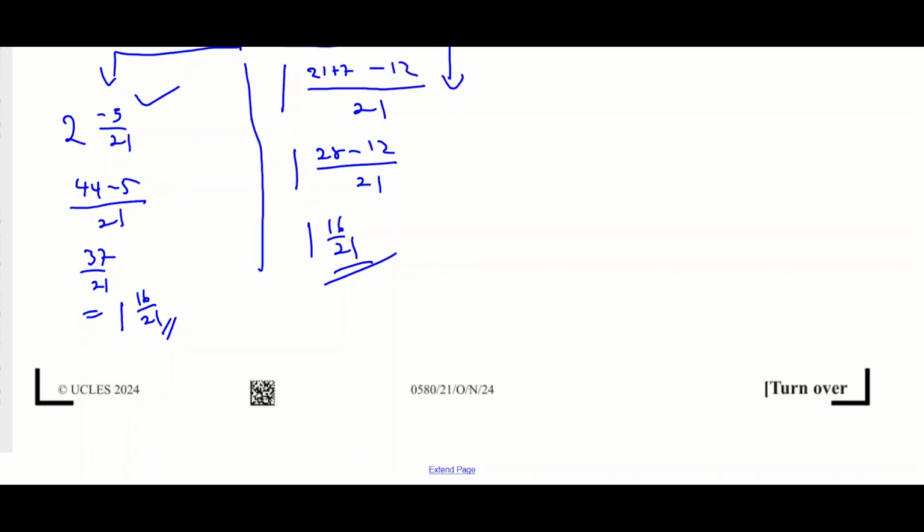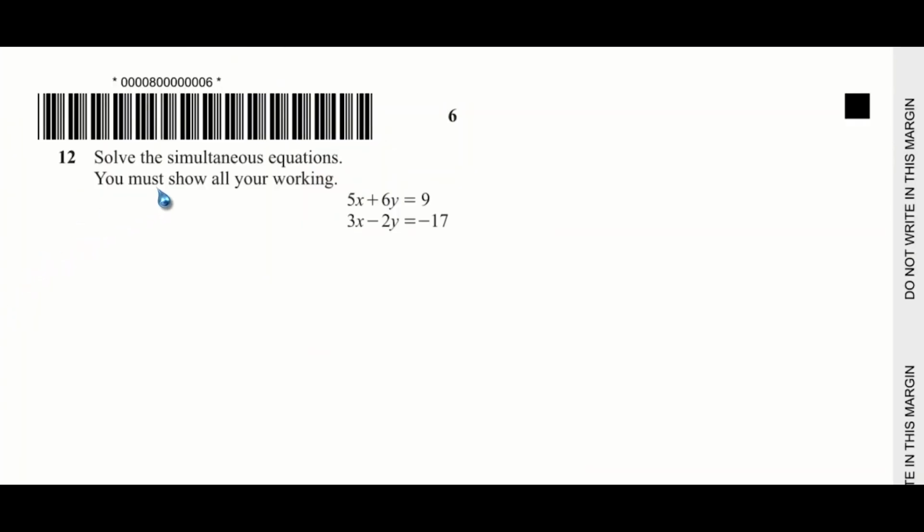Okay. So question 12. Solve the simultaneous equations. You must show all your working. So I want to use elimination method. So I need to have equal coefficients for either x or y. So let's have equal coefficient at x. So I need to multiply this equation by this 3 here. So I'll put 3 here. Then I'll multiply this one by the 5 here.